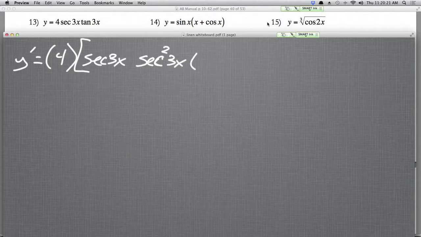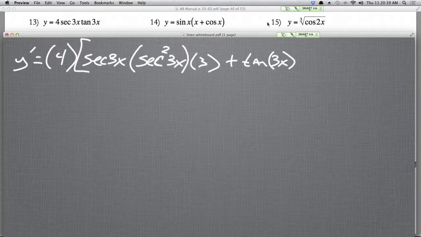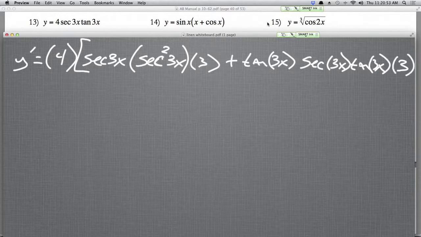And don't forget the 3. I've got to remember we've got to do the derivative of 3x. So that's first times the derivative of the second. Now I need the second, which is tangent 3x, times the derivative of the first. What's the derivative of secant? Secant times tangent. So secant 3x, tangent 3x, and don't forget the 3.